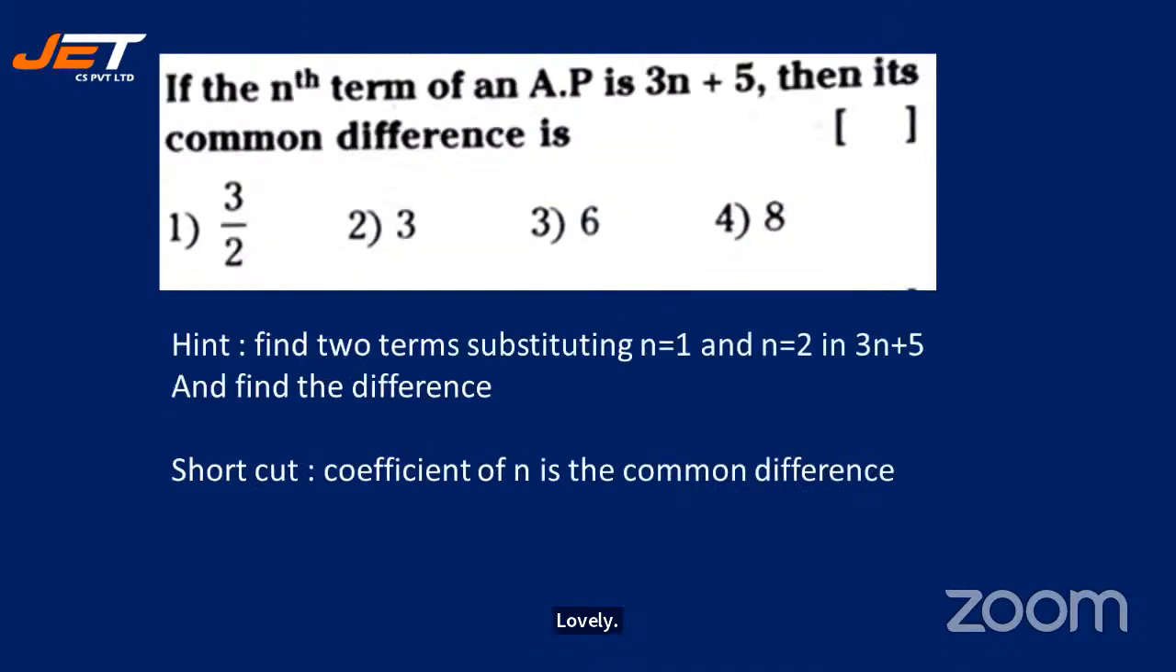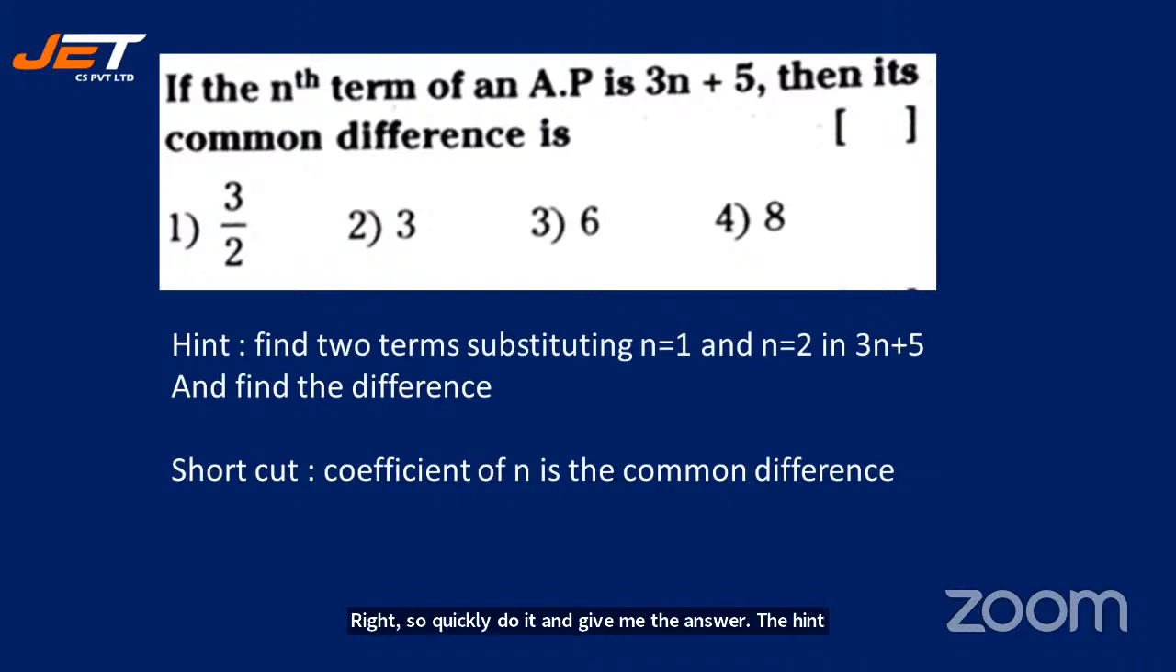See the next question. If the nth term of an AP is 3n plus 5, then its common difference is dash. So get the first two terms by substituting n is 1 and n is 2 in 3n plus 5. Then find out the common difference. Right? So quickly do it and give me the answer.